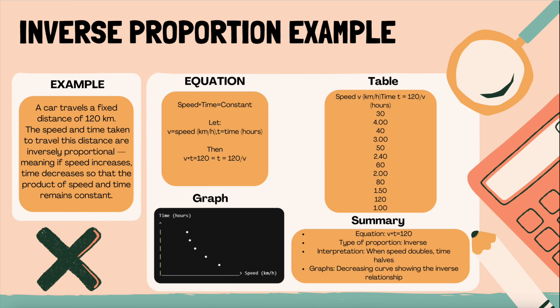Here's a practical example. A car traveling a fixed distance of 120 kilometers. The equation is v times t equals 120, where v is speed in kilometers per hour and t is time in hours. When the car travels at 30 kilometers per hour, it takes 4 hours.